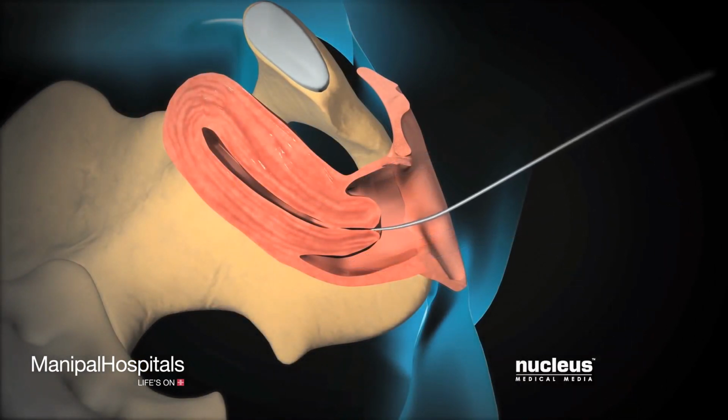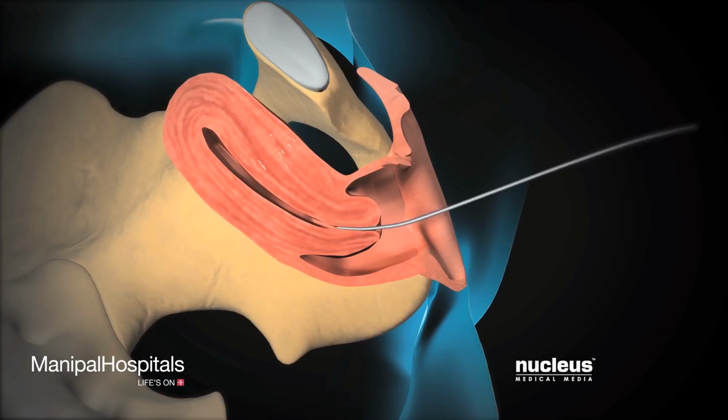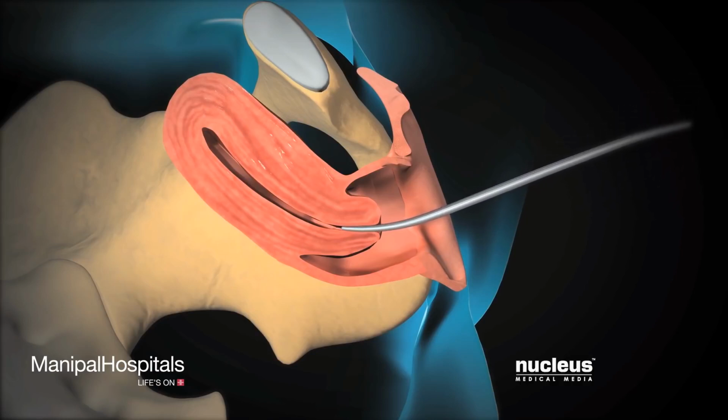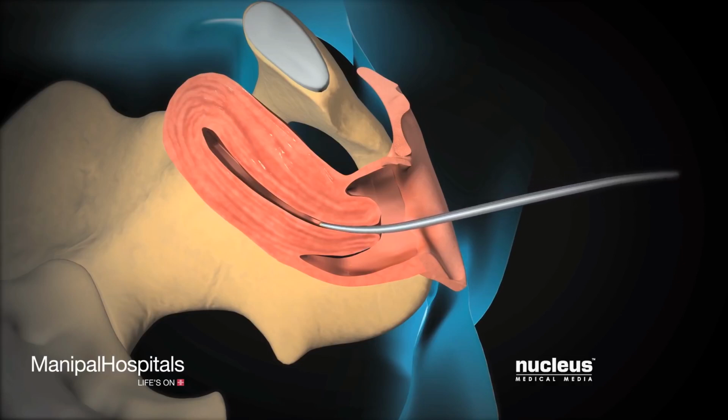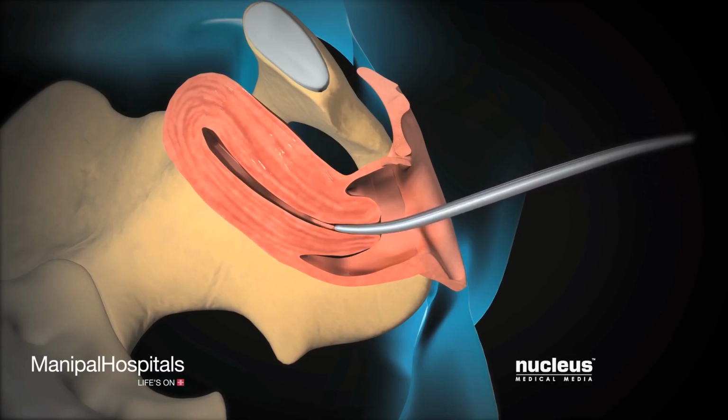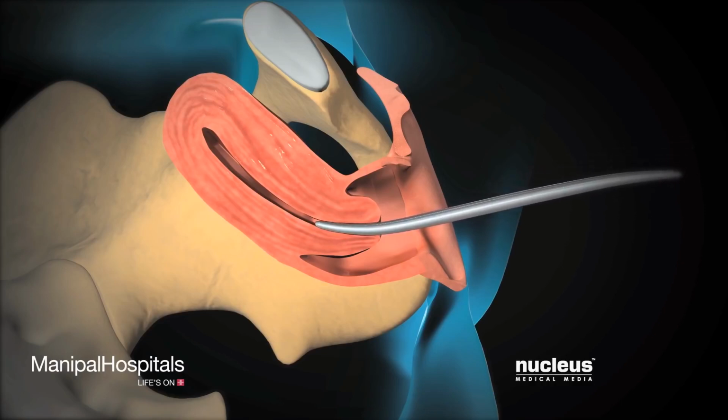During dilation, your doctor will insert a series of smooth rods into the cervical opening. Each rod will be replaced with a slightly thicker rod, thereby slowly widening or dilating the cervical opening so the inside of the uterus can be accessed.